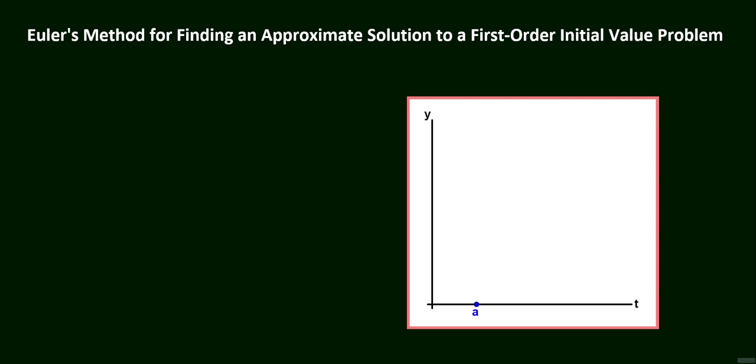In this lecture, we are going to derive the recursion formula for Euler's method, which is a method for approximating the solution to a first-order initial value problem. Euler's method is also frequently called the simple Euler method.